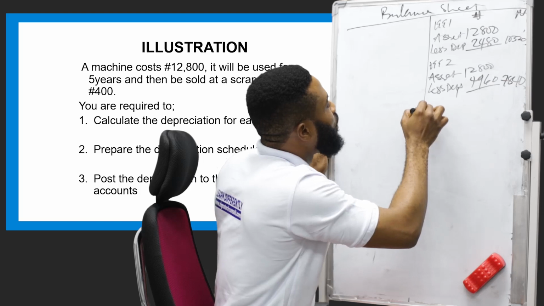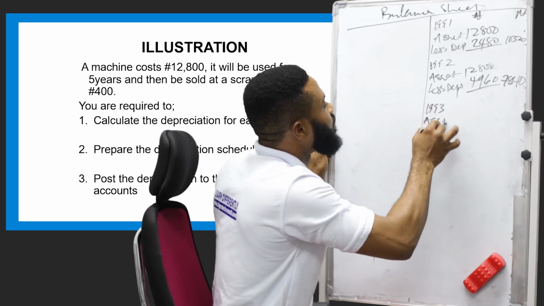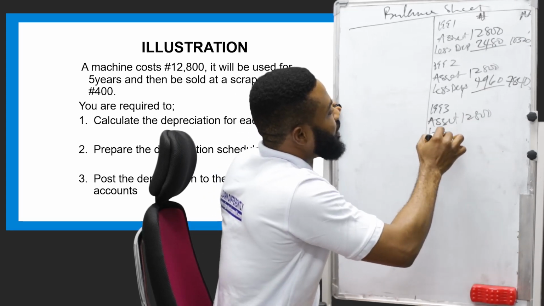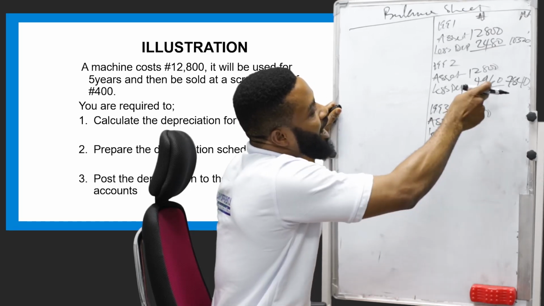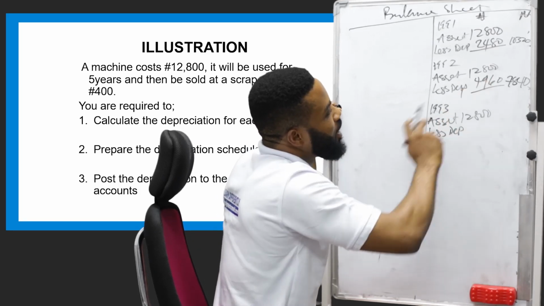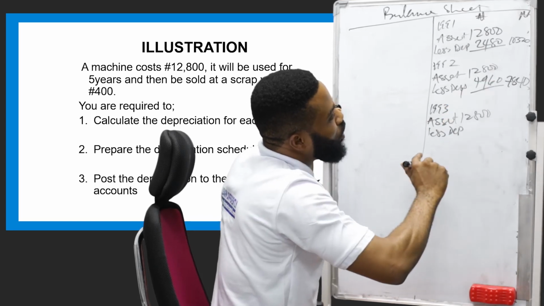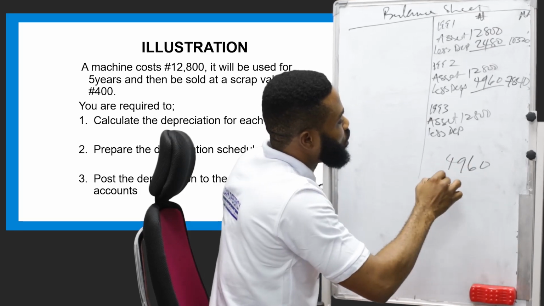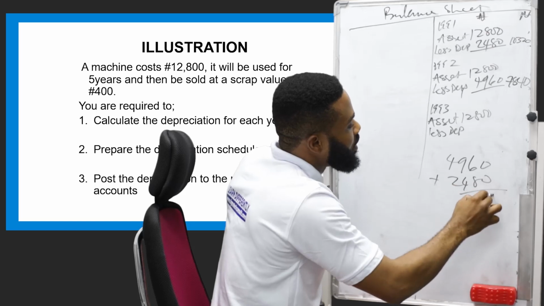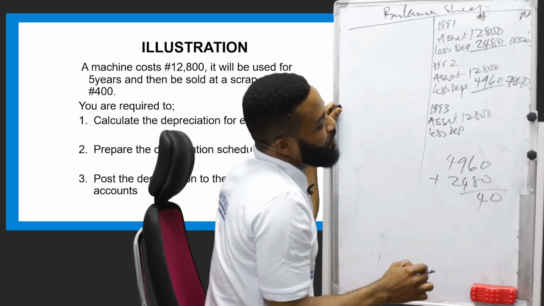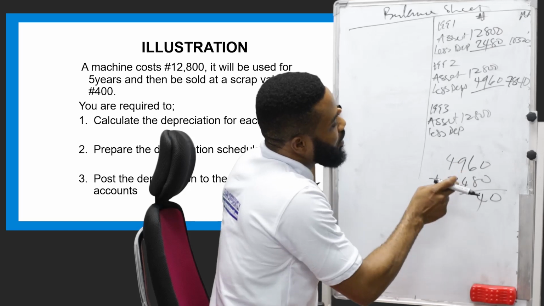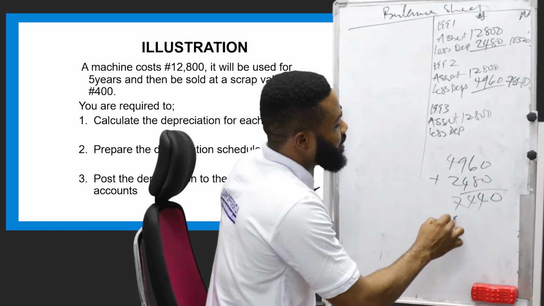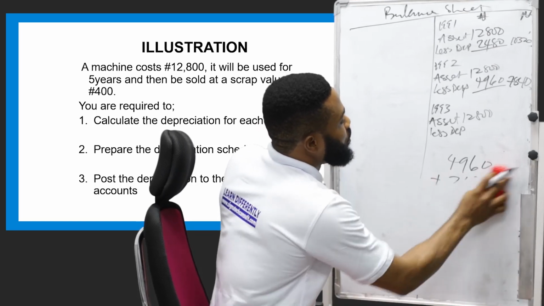You come down again for 1993. You have your asset is 12,800. We have 12,800 less the depreciation. Now the depreciation is the accumulated depreciation for year 3, which is this value plus 2480. So we have 4960 plus 2480. This is 0, this is 14, carry 1, and you have 7440. So it's going to be what?